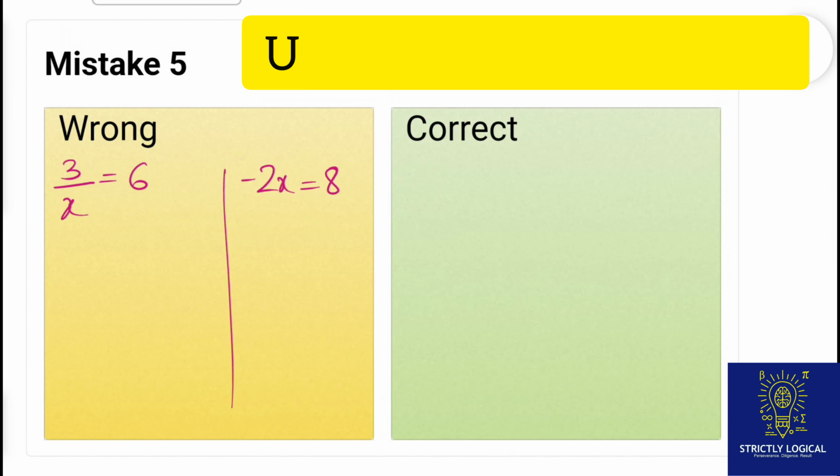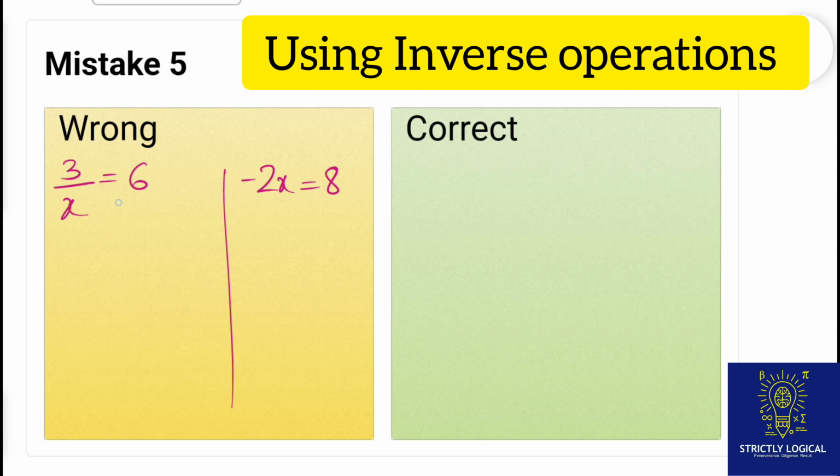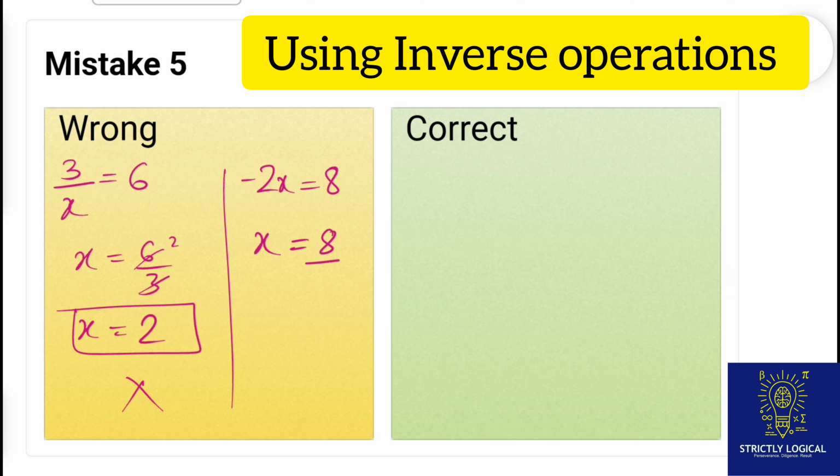The fifth mistake is using inverse operations. As the word inverse suggests, we have to do the opposite operation. So here we have 3 by x equals 6. Take that 3 to the other side, it will get divided by 6. So x equals 3 by 6... which is wrong, and the answer given is 2, but this is a wrong answer. The second example is minus 2x equals 8. Take that 2 to the other side. If I take 2 to the right hand side, this negative 2 will become positive and it will be 8 by 2, that is 4. But actually this is also wrong.